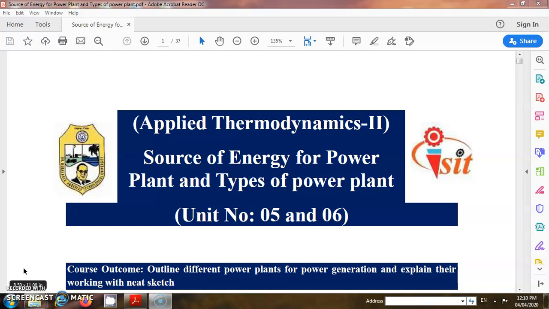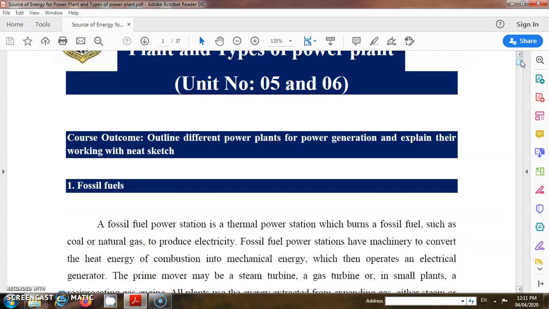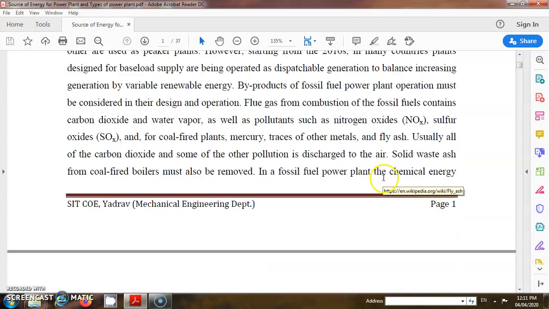The course outcome of that particular unit is to outline the different power plants for power generation and explain their working with a neat sketch. Now the first point of the unit is fossil fuel. Fossil fuels are in the form of coal and natural gas. They are generally used to produce electricity. The ultimate aim of a fossil fuel power plant is to convert thermal energy into mechanical energy, and ultimately that mechanical energy is converted into electrical energy as well.